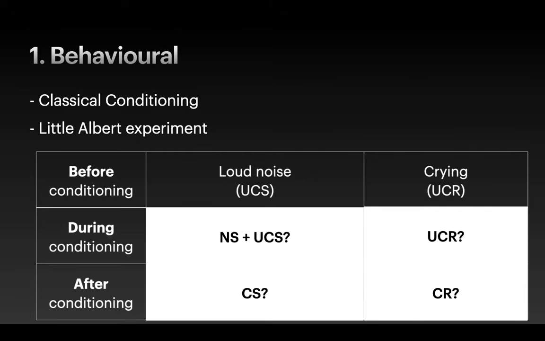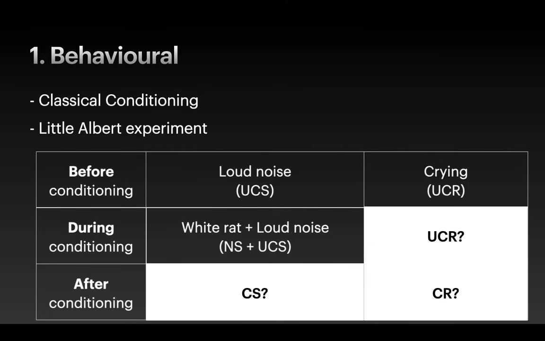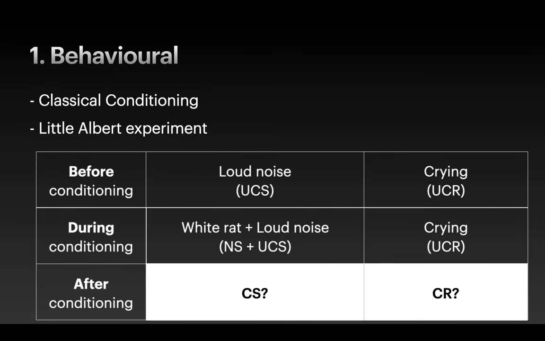It's a natural response. Next, during the conditioning, so when they paired the white rat and the loud noise, NS is called the neutral stimulus. What was neutral? The white rat, right? The white rat is neutral because the baby has probably never seen it, it's not afraid of it, and they put it together with the loud noise, right? So white rat, NS, neutral stimulus, plus together with the loud noise, which is the unconditioned stimulus. So white rat, bang, and they repeat this a few times, and then the baby starts crying, obviously because it hears the bang. It's not crying because of the rat, it's crying because of the sound, right?